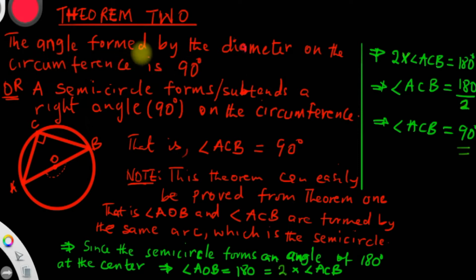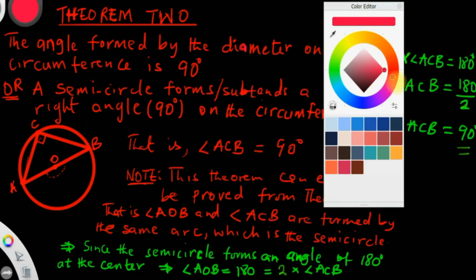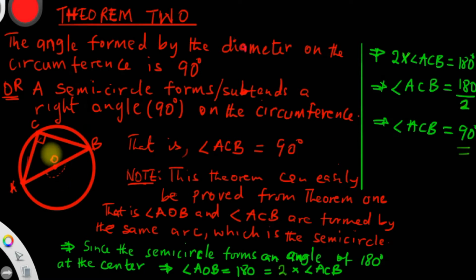It says that the angle formed by the diameter on the circumference is 90 degrees. The angle formed by the diameter on the circumference is 90 degrees, or a right angle. Or in other words, this is the angle, this is the diameter AB. Diameter AB is forming an angle of what? 90. So the angle formed by the diameter on the circumference is 90 degrees.